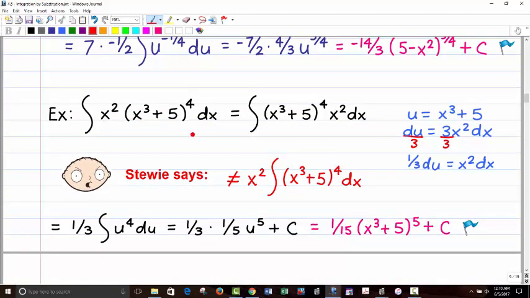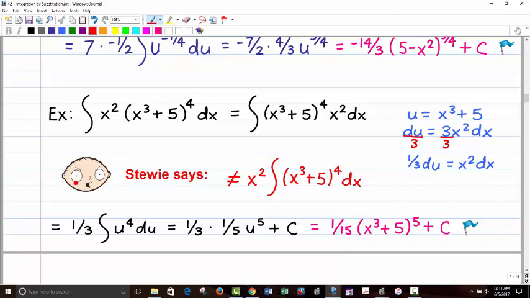And let's look at this example. This one's pretty straightforward. This looks like one of our earlier ones. So you let u be x cubed plus 5, pretty straightforward. So the derivative would be 3x squared dx, so you divide both sides by 3. 1/3 du equals x squared dx.